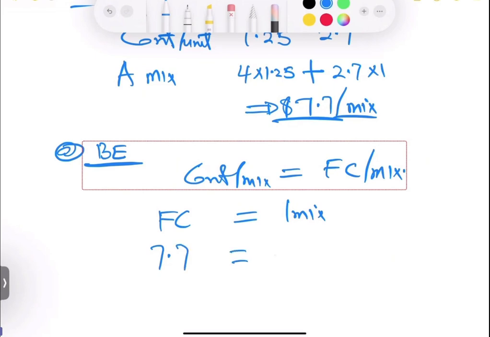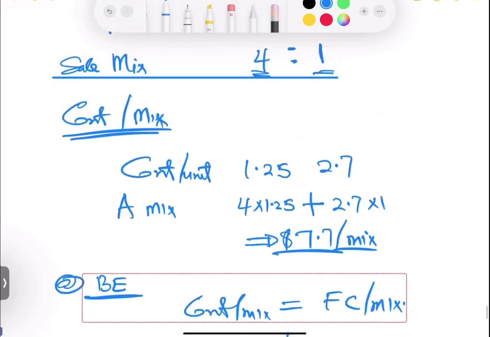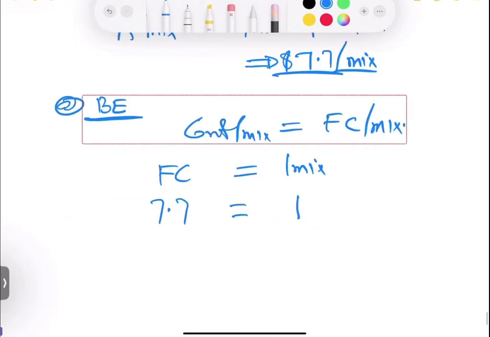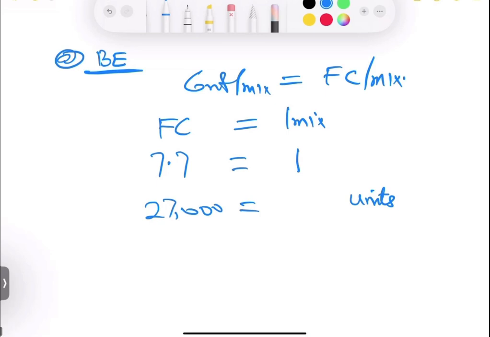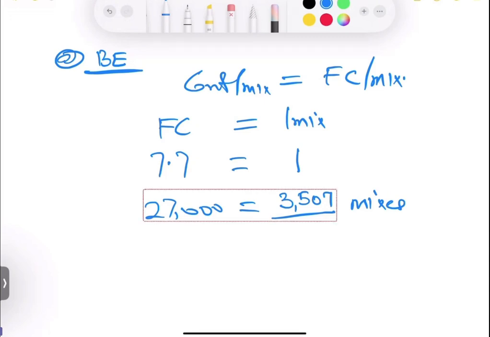Then the question is, the fixed cost is now 27,000. How many mixes do we need to have 27,000? I have 3,506.49. So I can say 3,507. Okay. That is the number of mixes that we need. So we need 3,507 mixes to break even, because that is when the total contribution will be equal to the total fixed cost of 27,000.